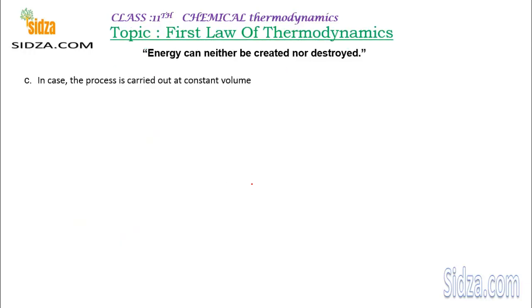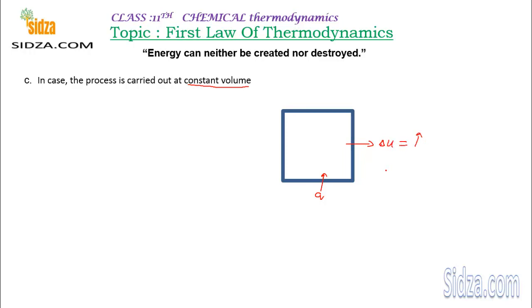And what if you carry out a process at a constant volume? That means we don't change the volume. Therefore, if we supply some heat to the system at constant volume, that will increase the internal energy of the system. All the heat going to the system at constant volume will change the internal energy.